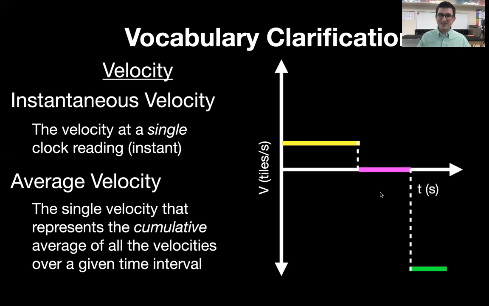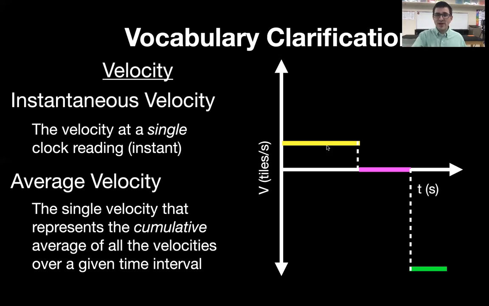So you'll notice that instantaneous velocity has to do with a clock reading and average velocity has to do with a time interval. And the same thing is true of position and displacement. Position is at a clock reading and displacement is over a time interval. So make sure to get both of these definitions down. Up until this point, we've only been talking about instantaneous velocity because we've never had velocity that's changed. So our instantaneous velocity has always equaled our average velocity because we've only ever had one at a time.